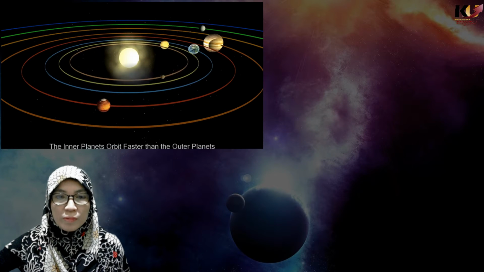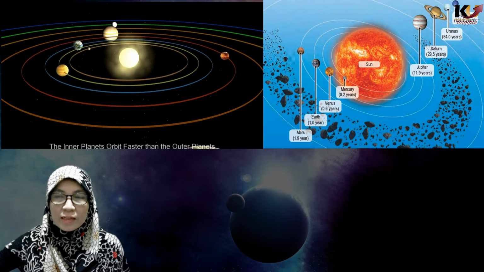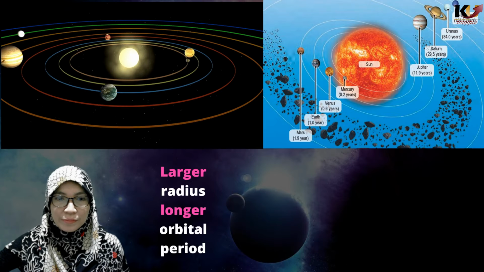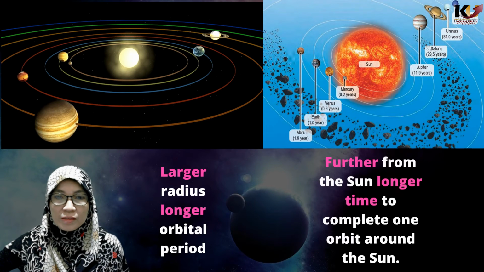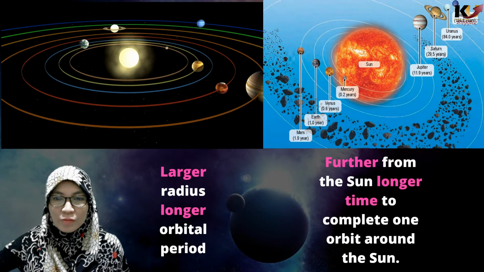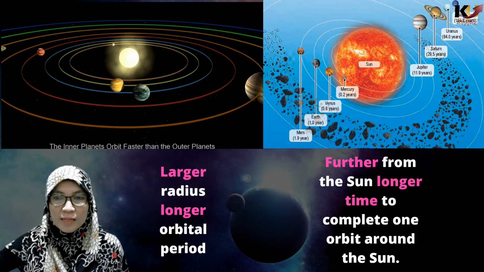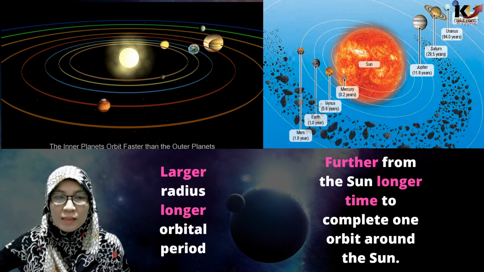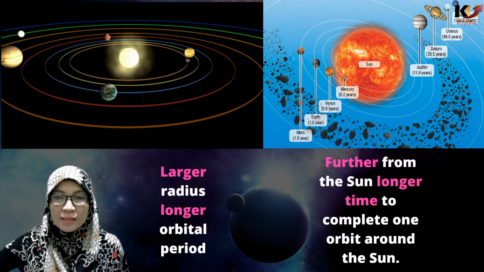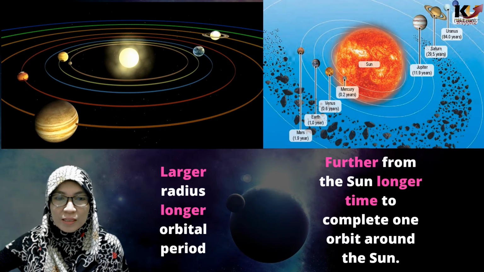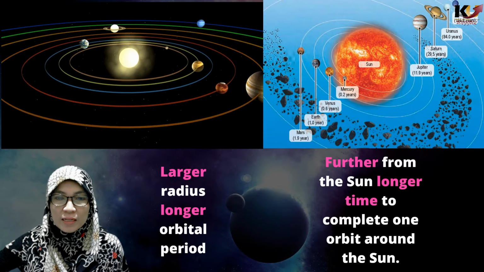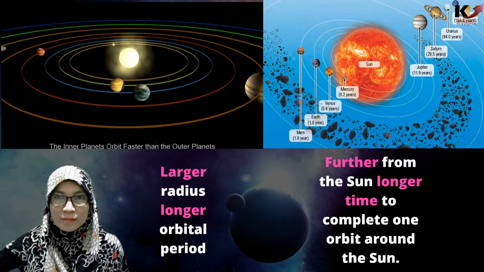A planet which orbits with a larger radius has a longer orbital period. Planets which are further from the Sun take a longer time to complete one orbit around the Sun. For example, Earth takes 1 year to make one complete orbit while Saturn takes 29.5 years. The figure shows the orbits and orbital periods of the planets.